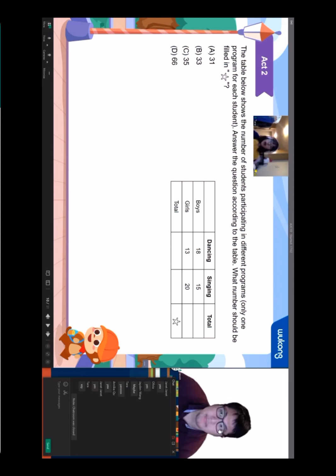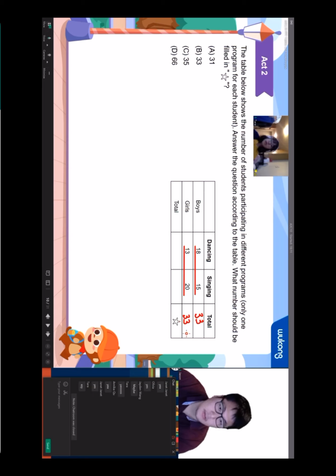Really, I just started by doing 18 plus 15 because you don't really need to do 18 plus 13 just yet. Okay. So what do you get? 18 plus 15, which equals to 33. Okay. And then 13 plus 20, which equals to 33 again. Yes. So 33 plus 33 is 66.